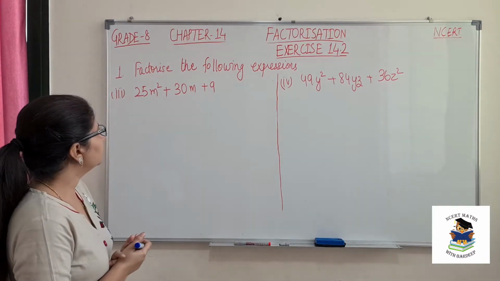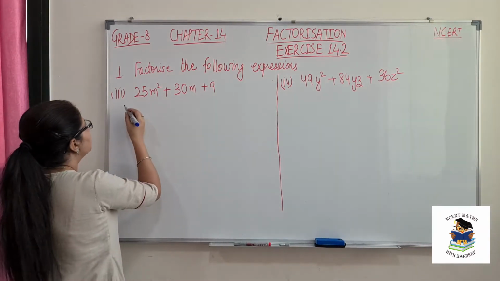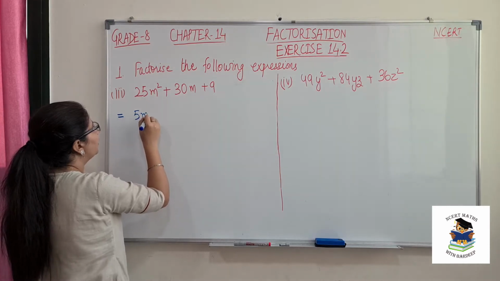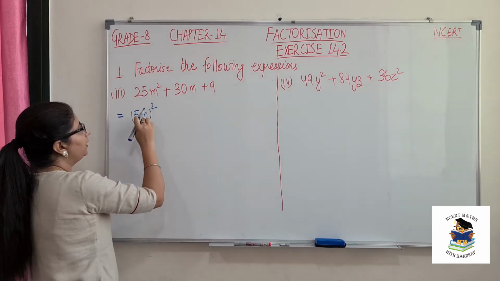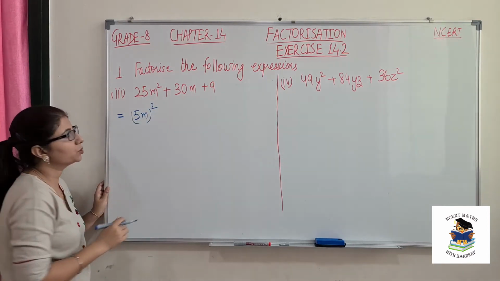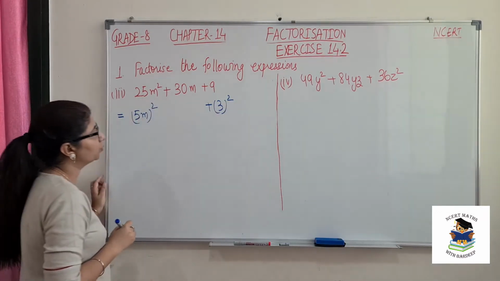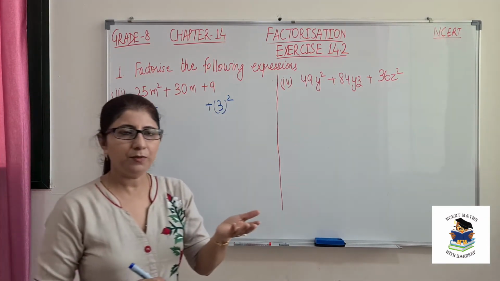25m square plus 30m plus 9. So again these two terms can be written in perfect square form. So this can be written as 5m whole square, because 5 into 5 is 25, m into m is m square, and 9 is again 3 square. Since the middle term is positive, we will use a plus b whole square.